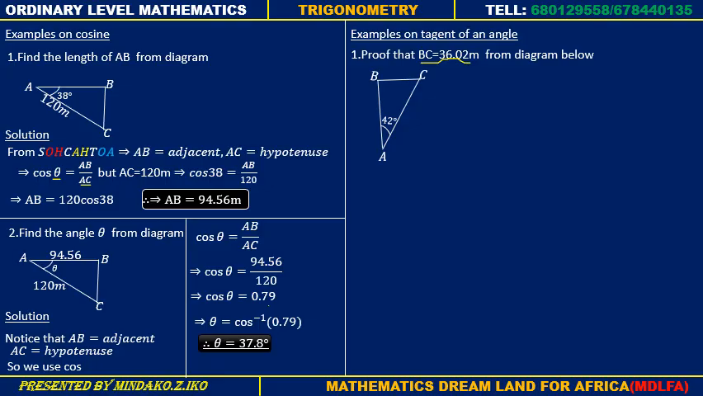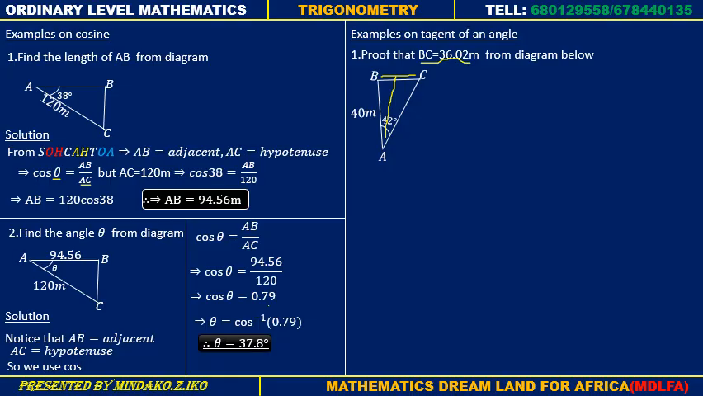Let's see the side that is given. The side given here is 40 meters, which is AB. AB is the adjacent of the triangle, and BC is not the hypotenuse but the opposite, because it is opposite this angle here. So they are asking us to find the opposite, and this is the adjacent.